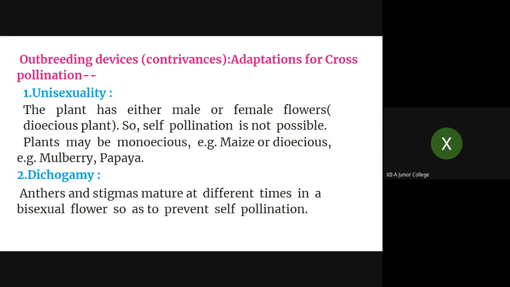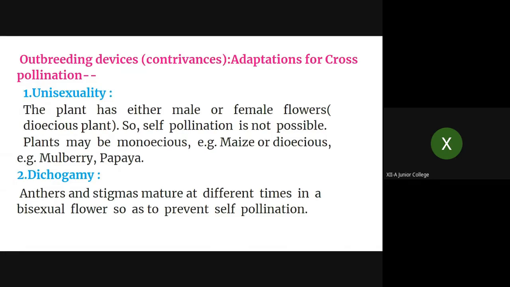Or it might be dioecious also. That means the male plant is different, female plant is different. Mulberry and papaya, you must be knowing papaya is the common example, that male papaya plant is there and female papaya plant is there, right? So that is what is called unisexuality. So in this case, there is no chance of self-pollination. Only and only cross-pollination can take place in the unisexual flowers.